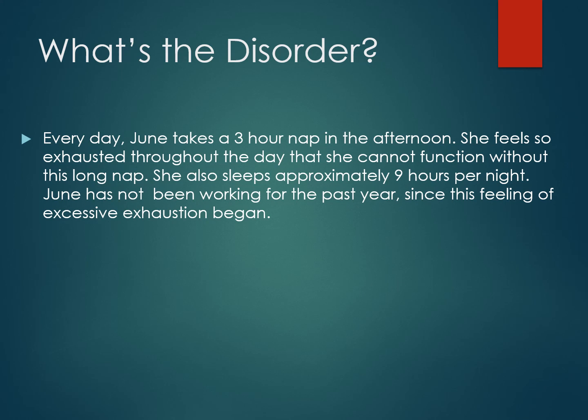Every day, June takes a 3-hour nap in the afternoon. She feels so exhausted throughout the day that she cannot function without this long nap. She also sleeps approximately 9 hours per night. June has not been working for the past year since this feeling of excessive exhaustion began.